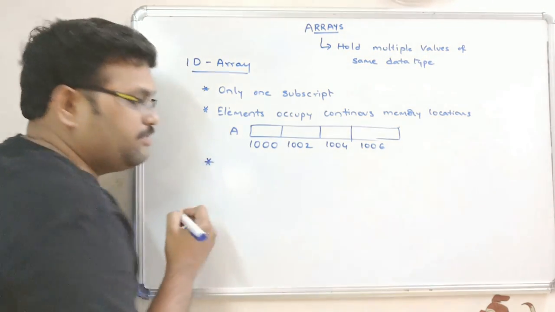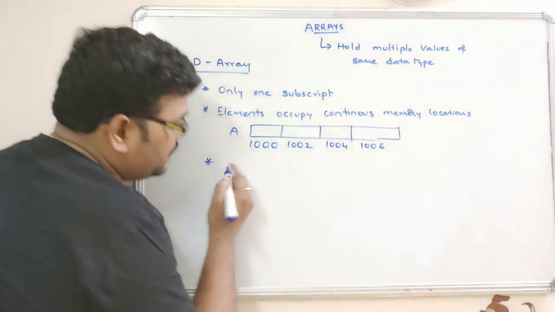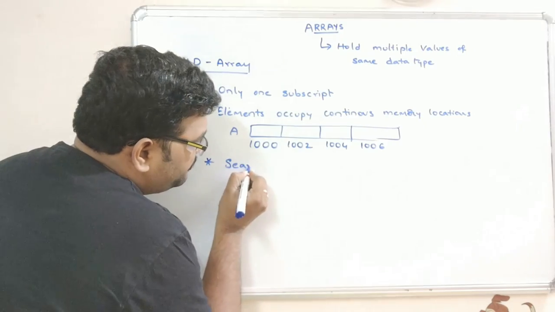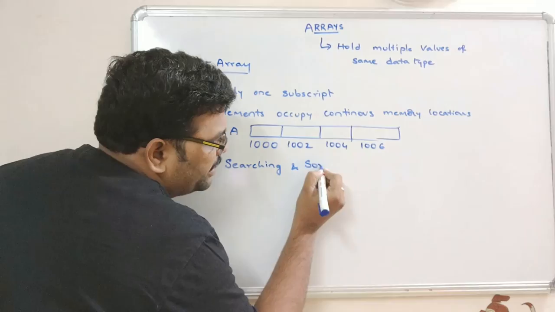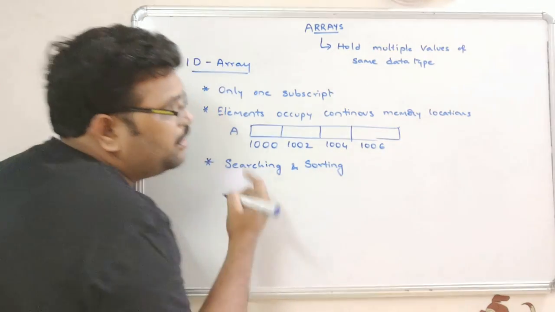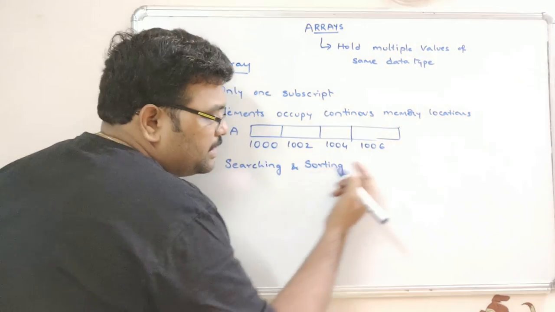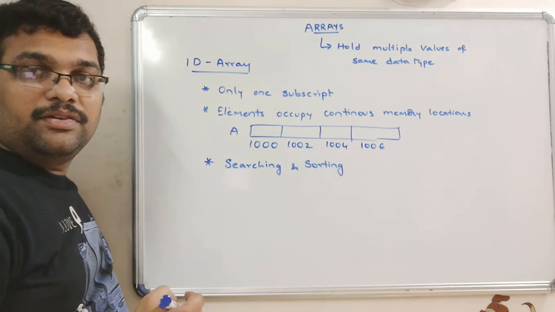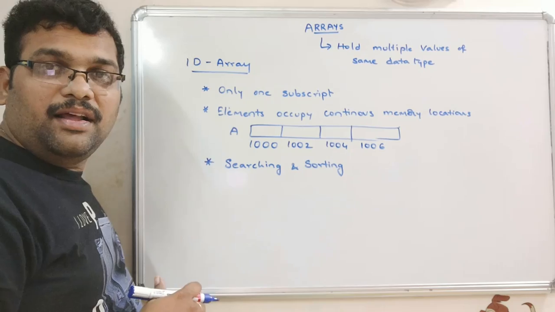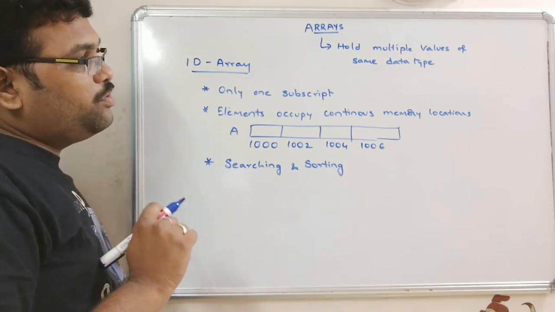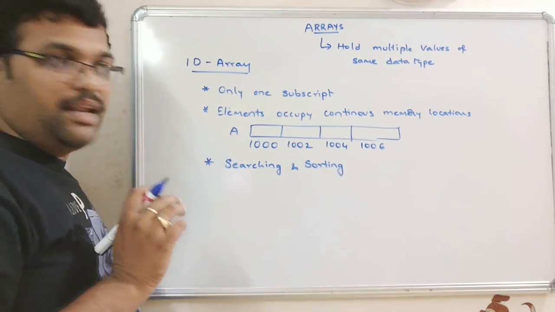And the applications where we can use these one-dimensional arrays are searching techniques and sorting techniques. The best examples for these one-dimensional arrays are searching and sorting techniques. So in order to implement these searching and sorting techniques, we'll go with one-dimensional arrays. Now, how to declare and how to initialize the one-dimensional array.